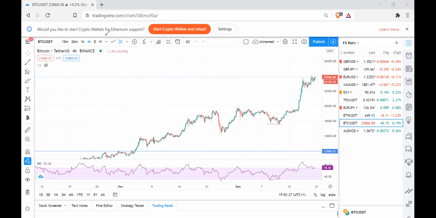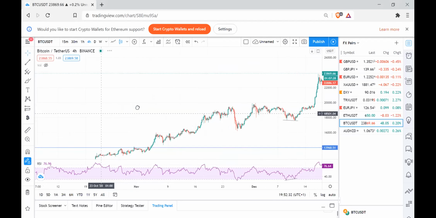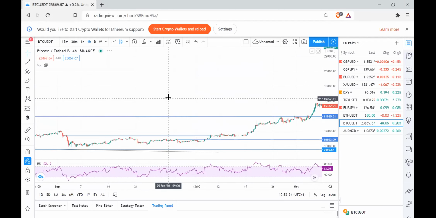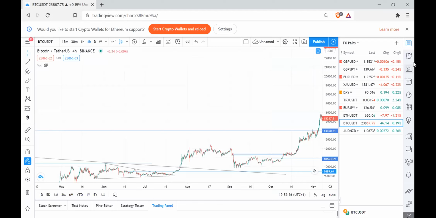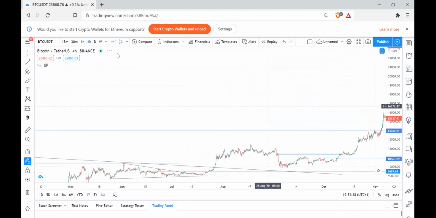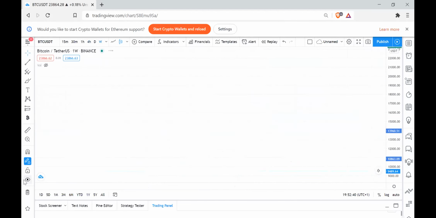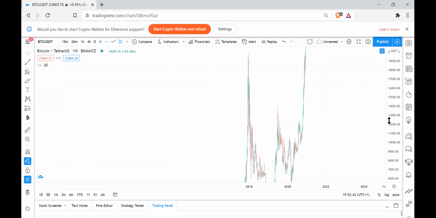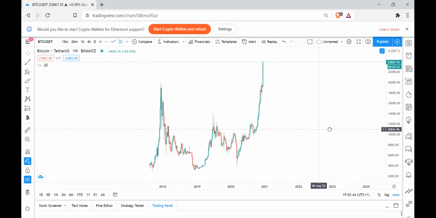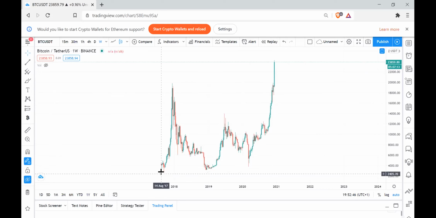TradingView allows you to see data from previous years. You see this is Bitcoin over here. Let me clean this up a little bit. So you see we have data on Bitcoin all the way from 2018.